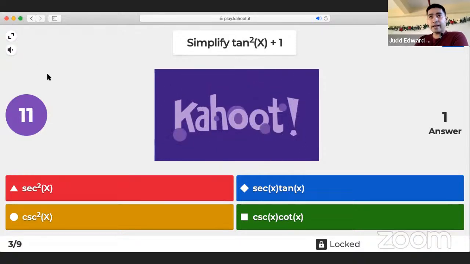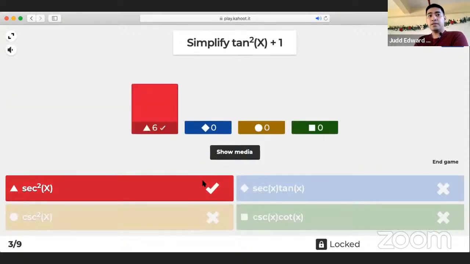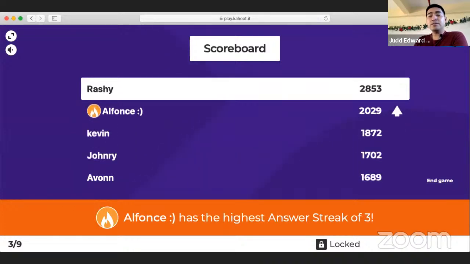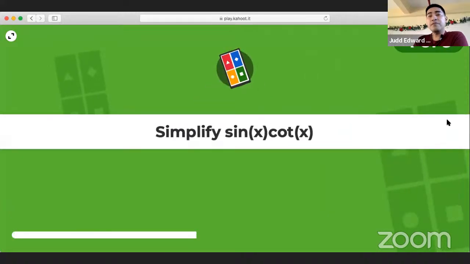Simplify tan squared x plus 1. Okay, the correct answer is secant squared of x. So 6 got the correct answer. Yung iba hindi nagsagot. So let's see. Okay, so Rashi, Alphonse, Kevin, John Lee, and Avon are still on our leaderboard. We still have 5 more questions.